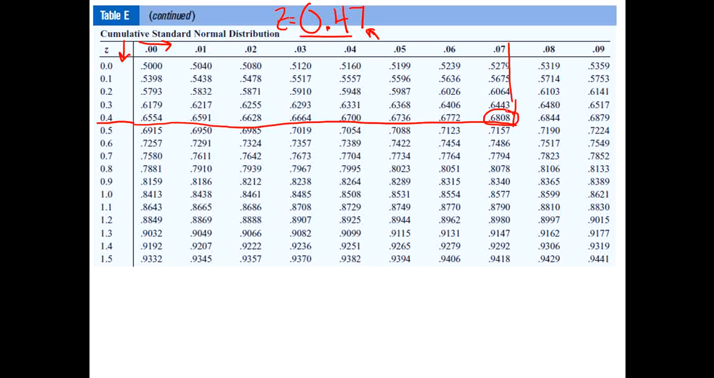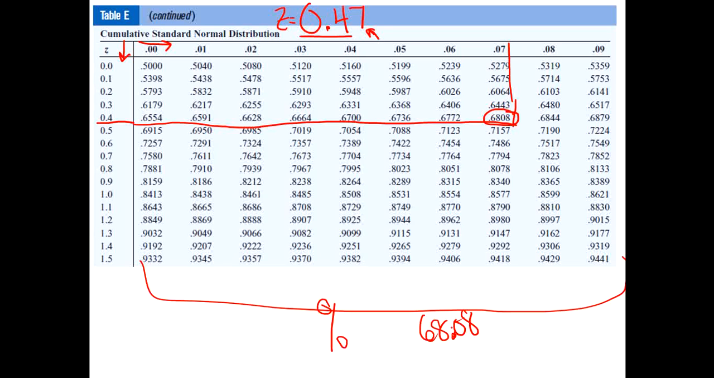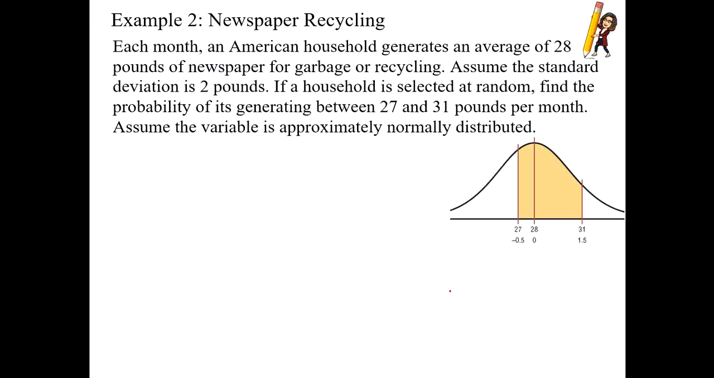So we're looking at 0.6808. We found the percent because all the scores between the first column and the first row are percentages, and they're all the percents for the appropriate z-score. So for the z-score of 0.47, our percent is 68.08, which I'll go back and write down on example number 1. So we already did that.